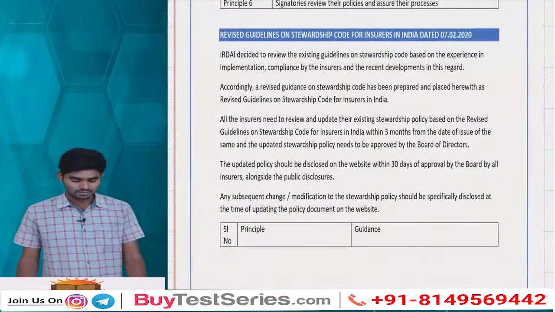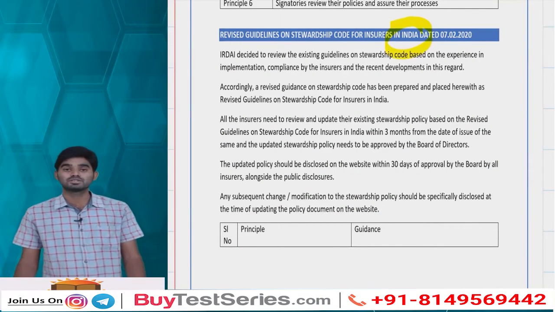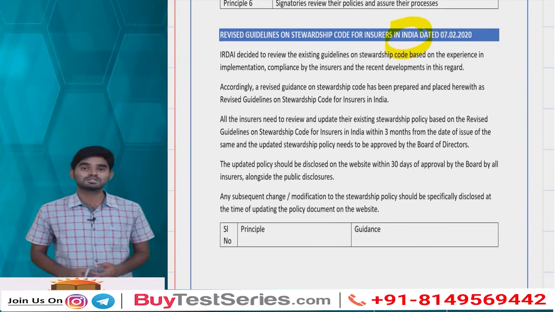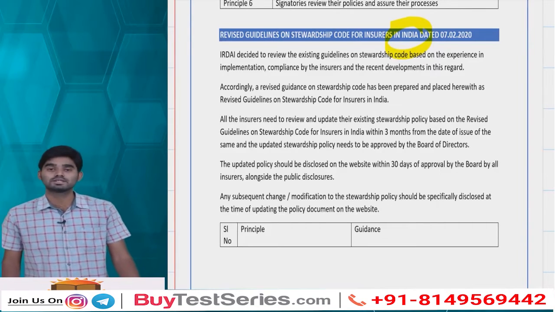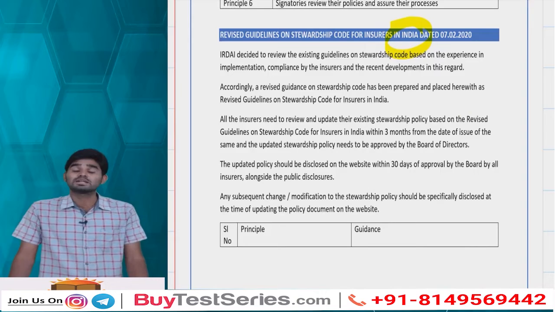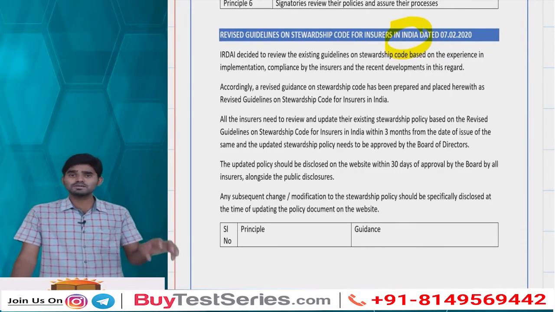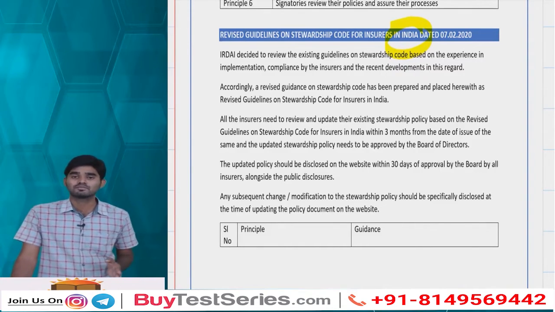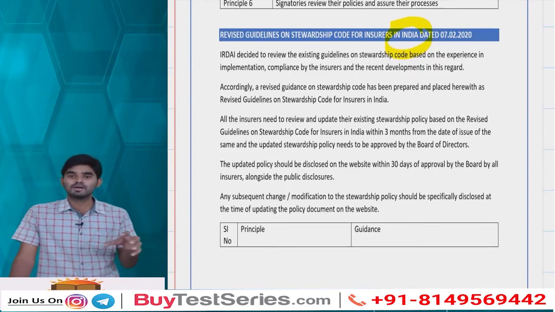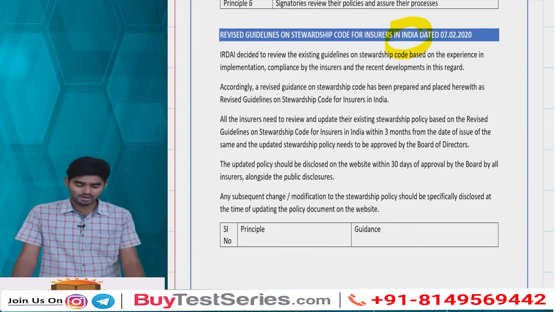The last topic, that is the Stewardship Code for insurers in India. So at the global level it is being amended, so obviously this will be amended in the Indian perspective too. So on 7th February 2020, the regulatory authority of insurance, that is IRDA, revised the existing guidelines, the stewardship code for insurers, which was originally implemented in 2017, or applicable from the 2017-18 financial year. So after almost 3 financial years, in February 2020, they have revised the existing guidelines, existing principles for the institutional investors and the insurance companies. Clear, everyone? So what is this?